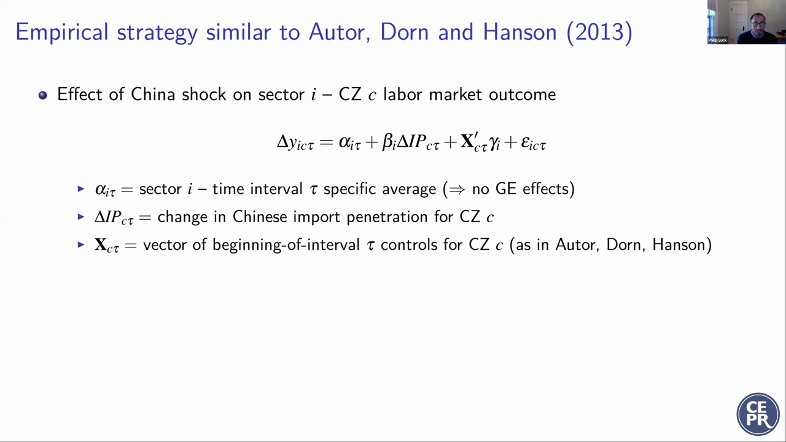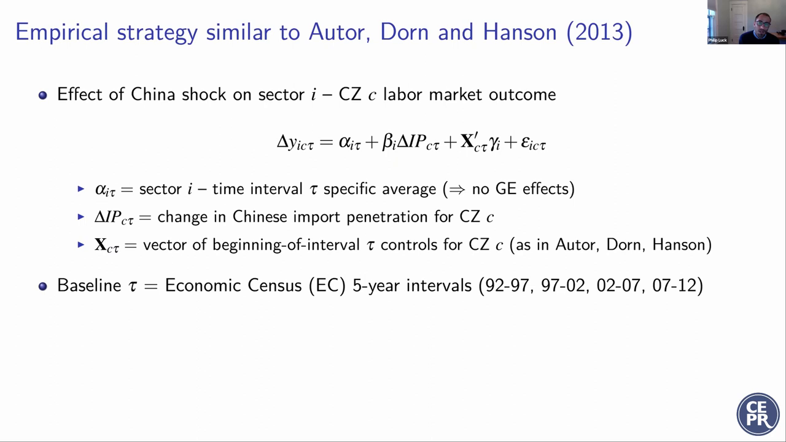Okay. So the identification strategy, again, is really taken from the literature quite closely. We're going to be estimating a long-differences specification where we have some measure of change in labor market outcomes in some sector i over some time period tau. And we're going to regress that on our local-level import competition shock, as well as a vector of controls. In addition to the standard set of controls, we're also going to include trends in our dependent variable.